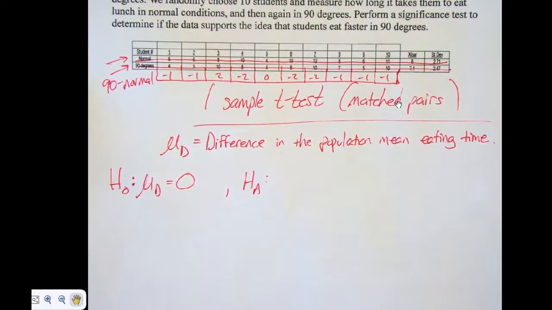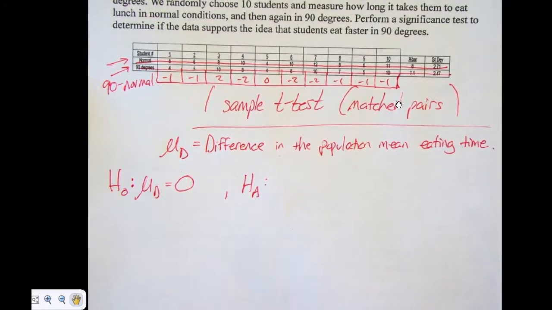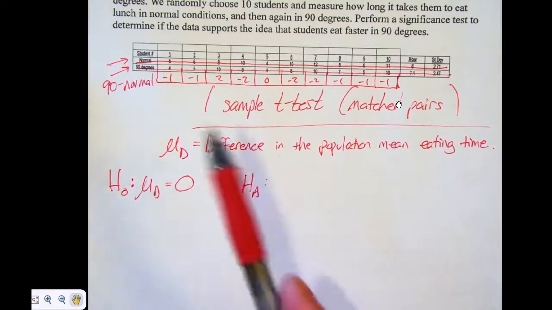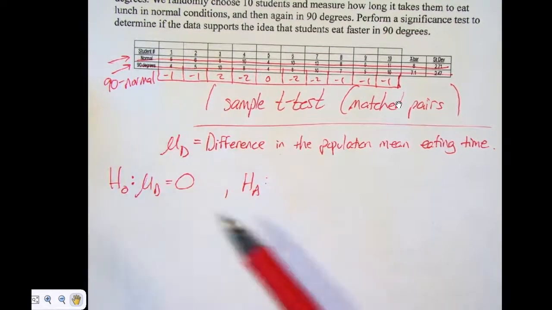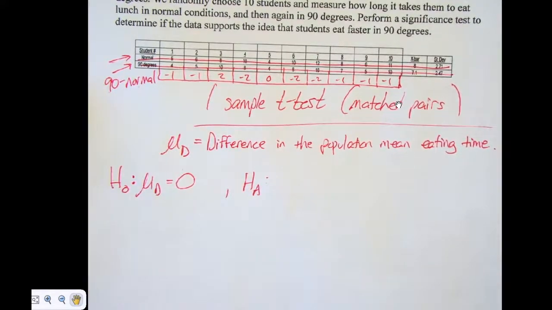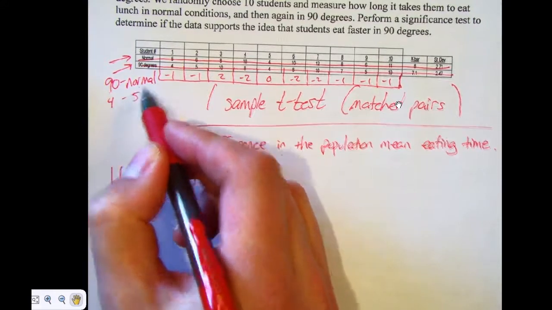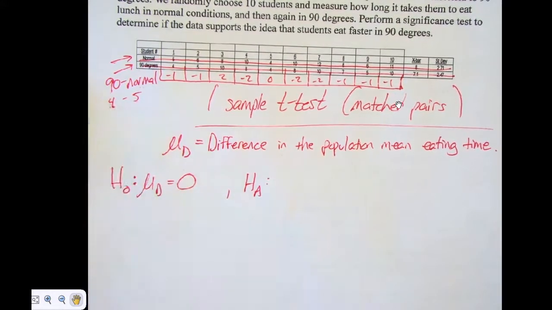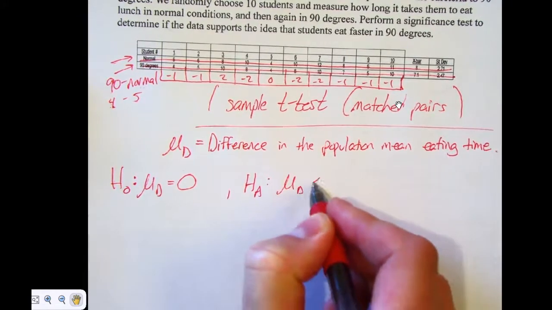So the significance test. They're asking if the data supports the idea that students eat faster in 90 degrees. If students eat faster in 90 degrees, and we did 90 minus normal, would the difference be positive or negative? Think about what faster means. Faster is less time. So just imagine 90 minus normal. Well, if it's truly faster in the 90 degree weather, this number might be like 4 minus 5, a smaller number here. So you'll end up with a negative. So the difference between them is a negative number.